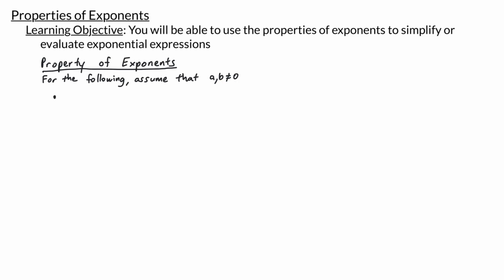Our first property is that if I have a to the power of 0, this is equal to 1. For example, if we have 5 to the 0th power, this is equal to 1.